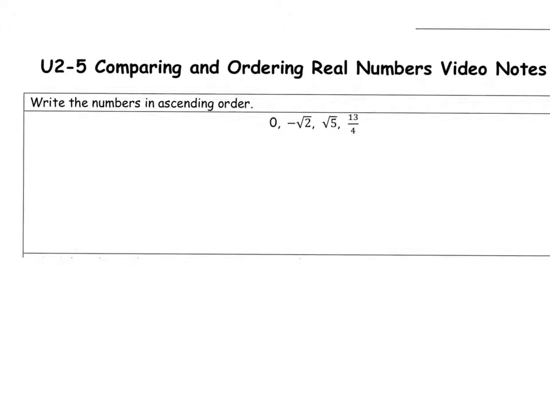Okay, so this is the first part of our notes, the first section on the top. We're going to write the numbers in ascending order. So if you remember from our notes, I think on the first set of notes, the word ascending means from least to greatest, so from small to big.